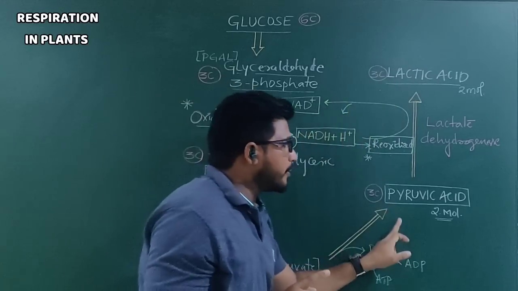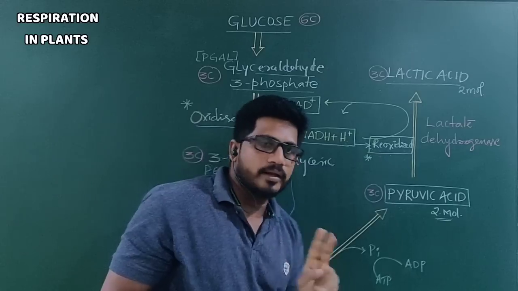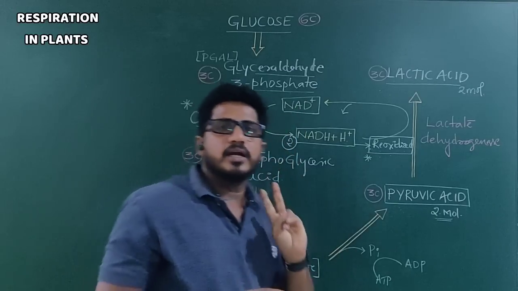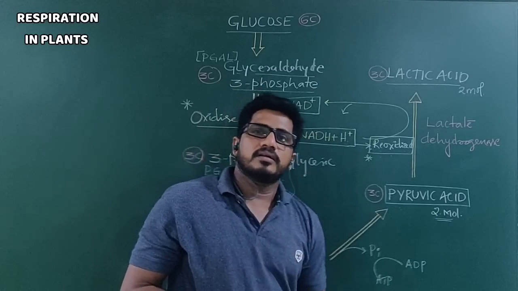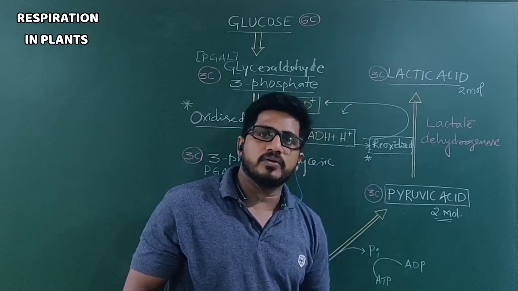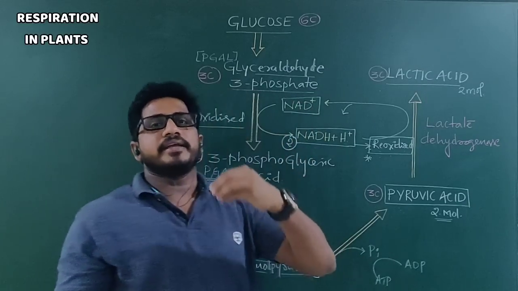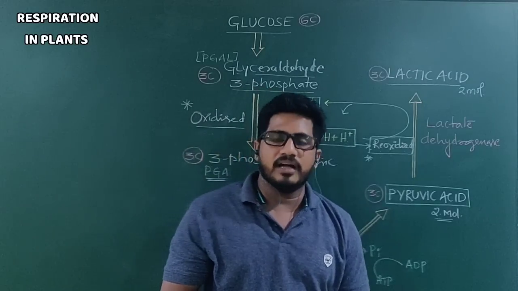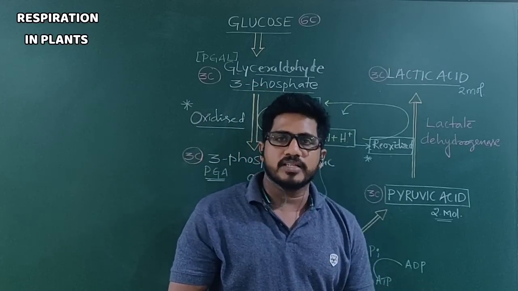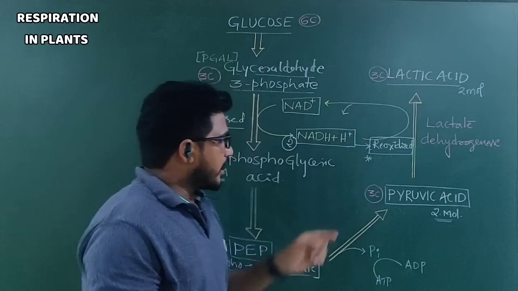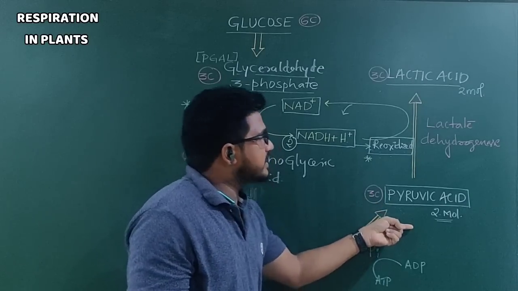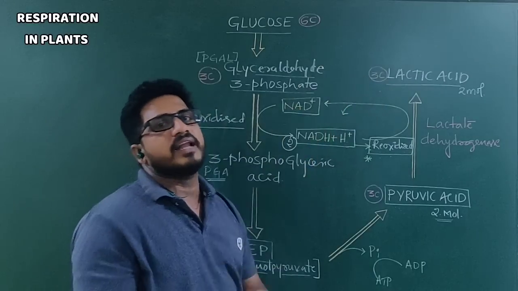Got it? Then how many pyruvic acids are there? 2. Then how many NADH2s are required? 2. In glycolysis, 2 NADH2s are formed. So the total NADH2 formed in glycolysis in anaerobic respiration is used to convert the 2 molecules of pyruvic acid into 2 molecules of lactic acid.